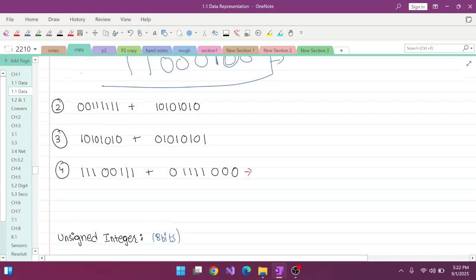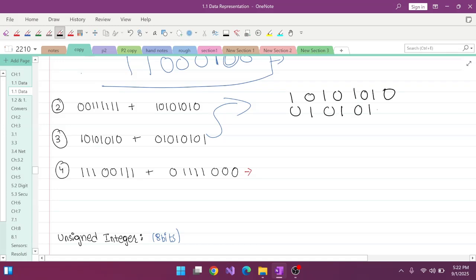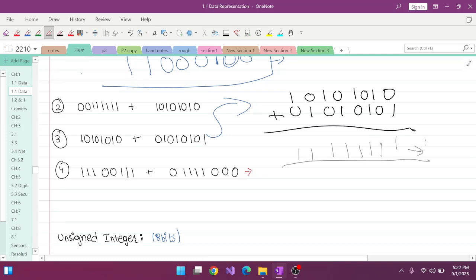Another example is here. I am solving this one. So 1 0 1 0 1 0 1 0. Then I will write 0 1 0 1 0 1 0 1. I have to add them. Simple. 0 and 1 is 1, 1 and 0 is 1, and so on. So all ones will be my answer.